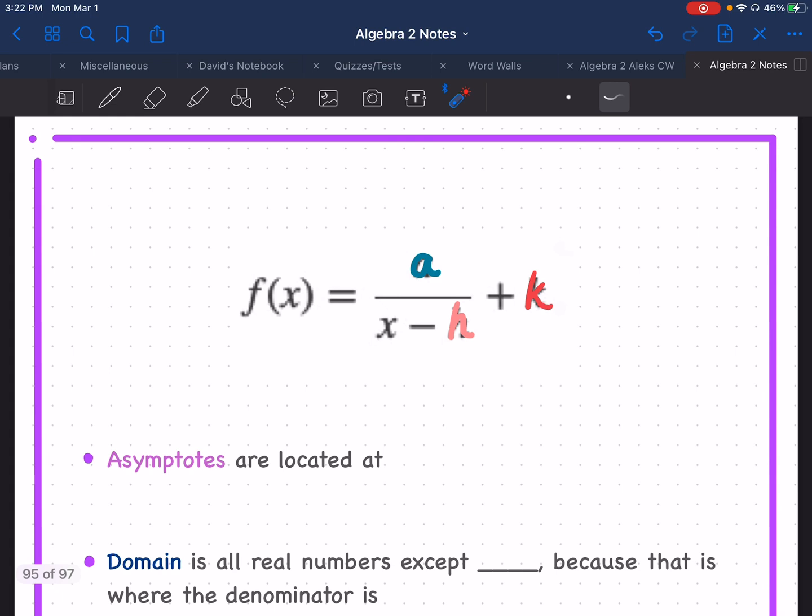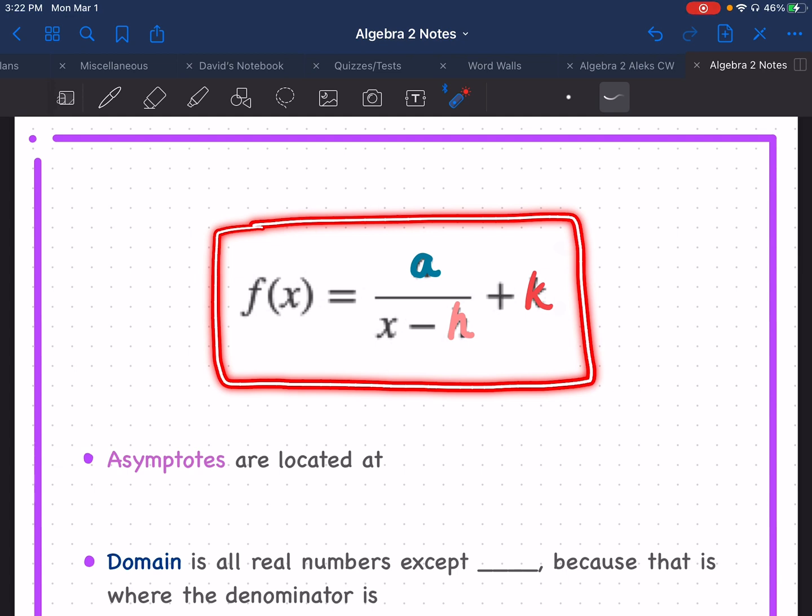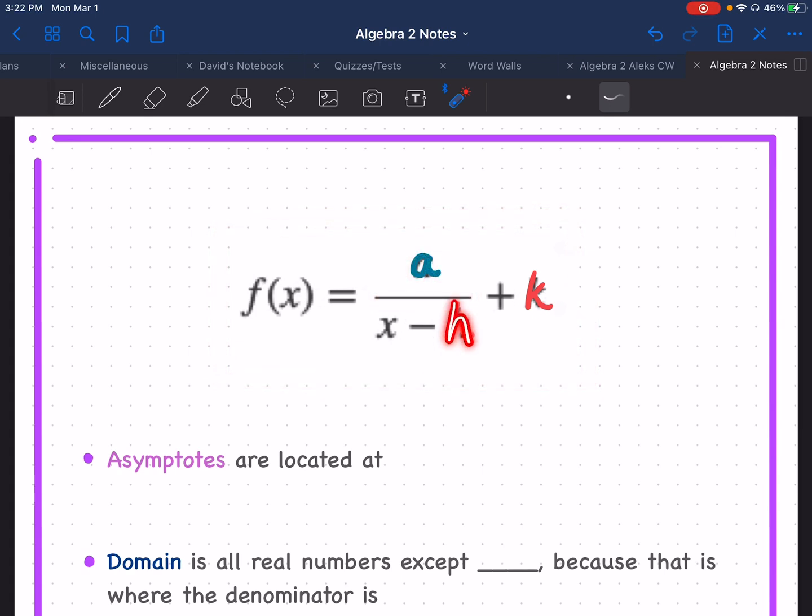All right, I can think of this as a second form of my rational function. And this is quite helpful because it's going to help me find my asymptotes, and it's going to help me find my domain and my range. So a is going to be the number that's on top of my rational expression. h is going to be down here with the x. And notice that it does say minus, so h is actually trying to trick you. If h looks like it's negative, it's really positive, and if h looks like it's positive, it's really negative. And then k is being added or subtracted behind the rational expression.